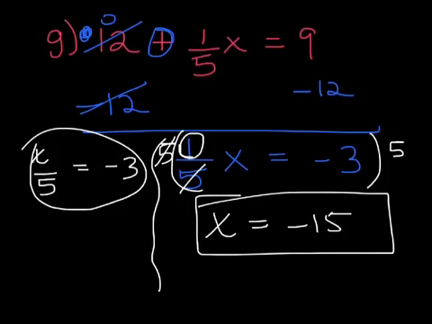If I did a quick check up top, and I plugged it in right there, I plugged in 1/5 times -15 would be -3. And then if I add that 12, I get 9. I get 9 equals 9, so I know that that's a valid solution.